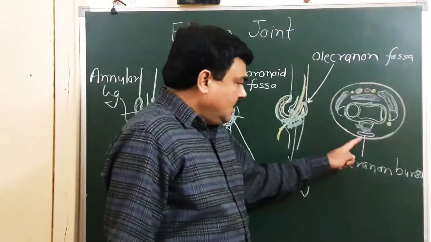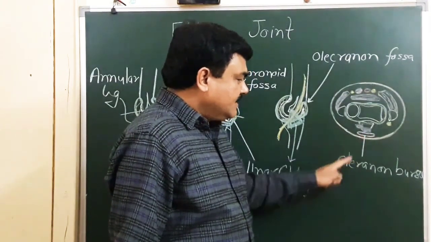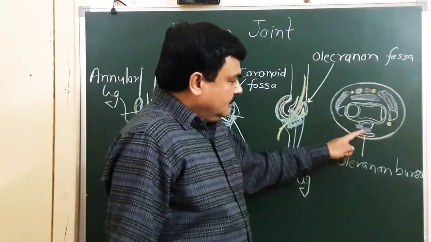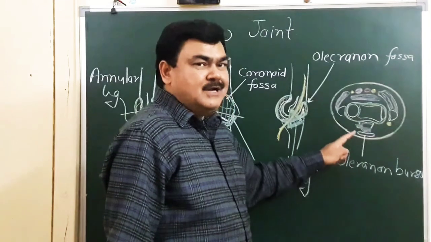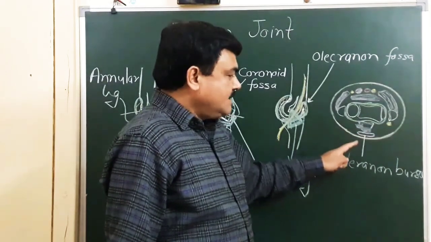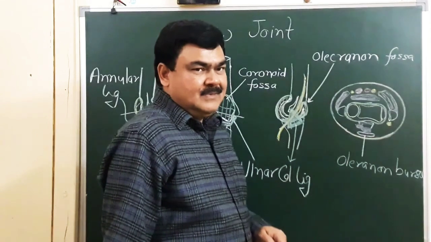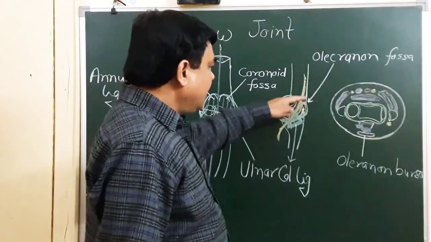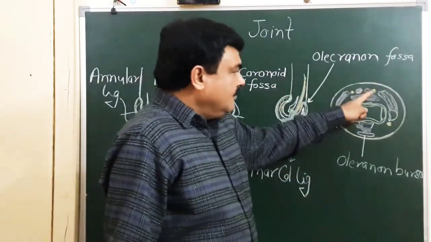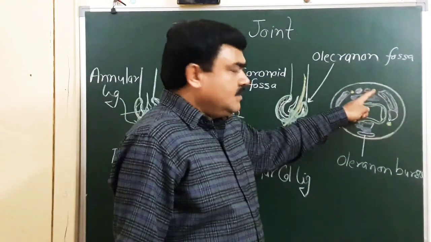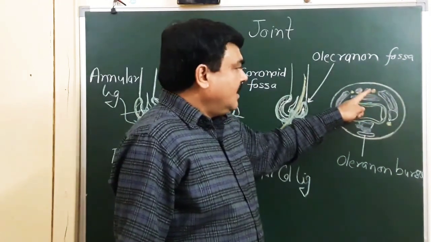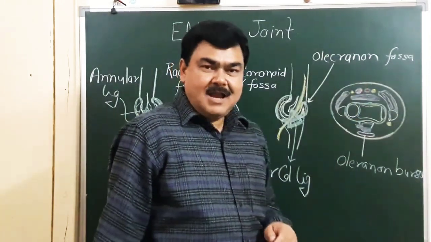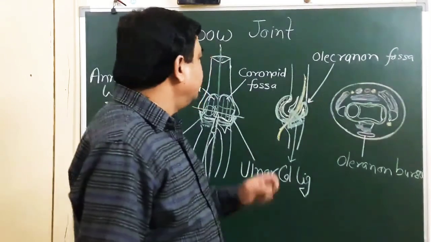In case of inflammation of the olecranon bursa, it is usually common in students, so it is known as student's elbow. In case of supracondylar fracture of the humerus, the median nerve is most commonly affected, and sometimes the brachial artery may be damaged. So this is all about the applied aspect of the elbow joint.